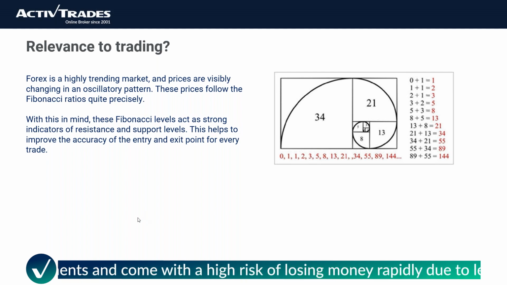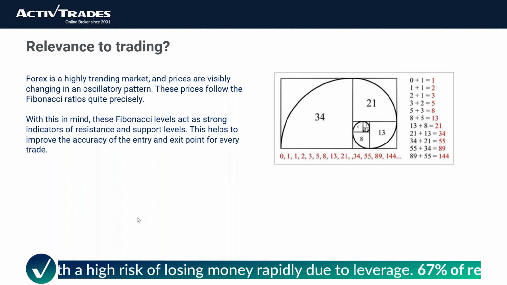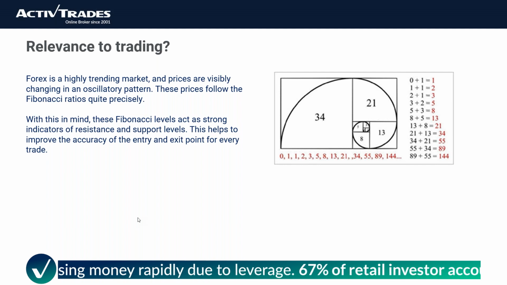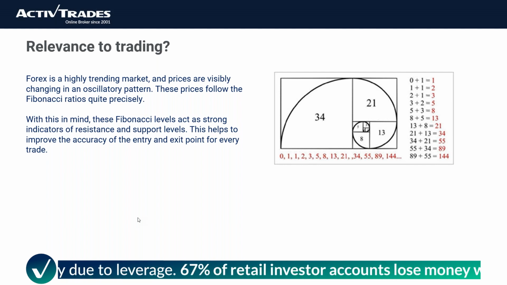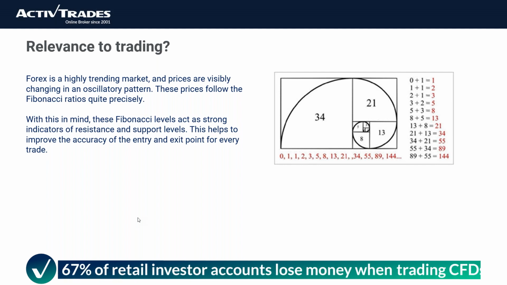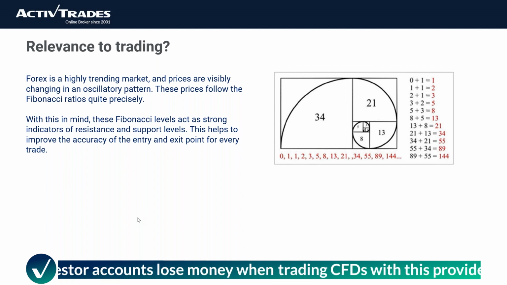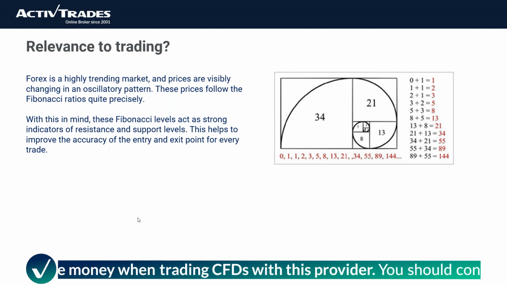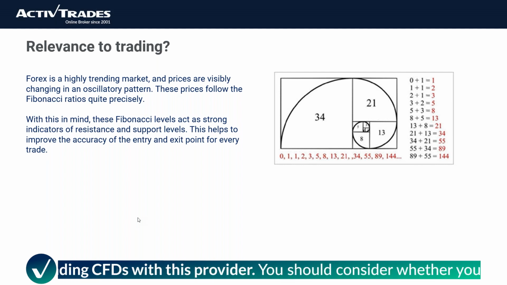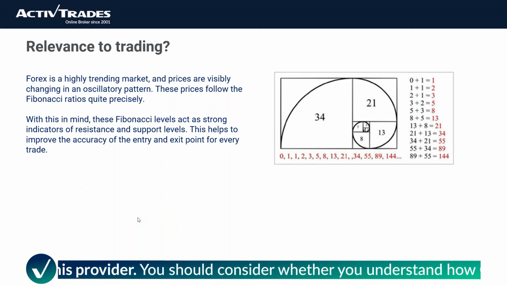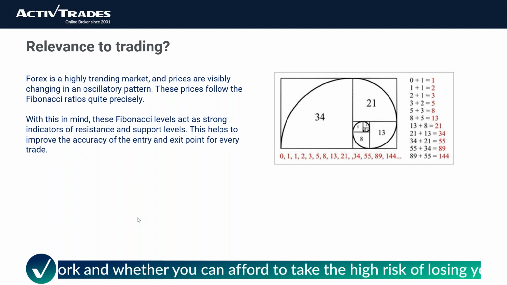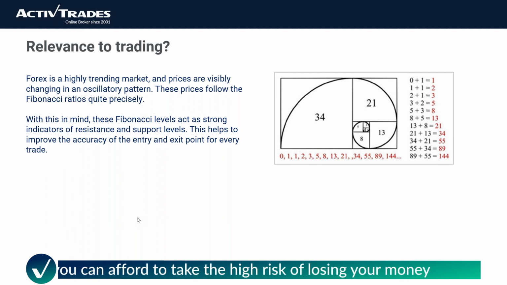So when we start to look at how these numbers are relevant to markets and to trading, Forex remains a highly trending market, and we only have to look at charts to realize prices are visibly changing in an oscillatory pattern, and these oscillations and price movements allow Fibonacci ratios to be used quite precisely in many cases. And with this in mind, these Fibonacci levels act as very strong indicators of support and resistance levels, and that can help traders improve the accuracy of their entry and exit points for every trade.